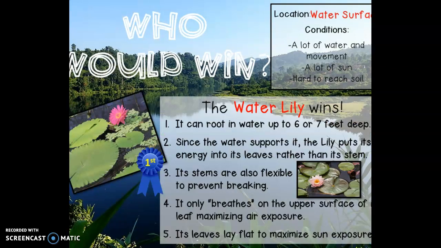The water lily wins. It has adapted characteristics and features that allows it to live in its habitat. It can root in water up to 6 or 7 feet deep. Since the water supports it, the lily puts its energy into its leaves rather than its stem. Its stems are also flexible to prevent it from breaking. It only breathes on the surface of its leaves, maximizing its air exposure. Its leaves lay flat to maximize sun exposure as well.